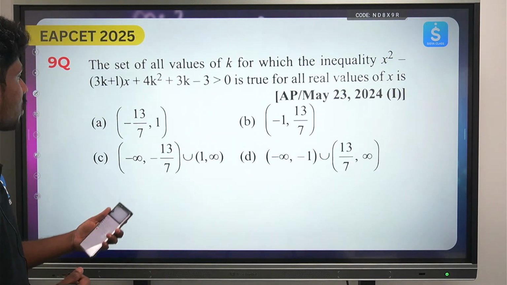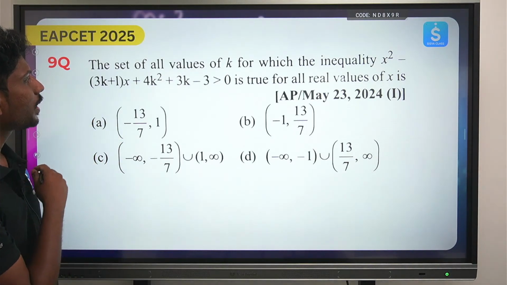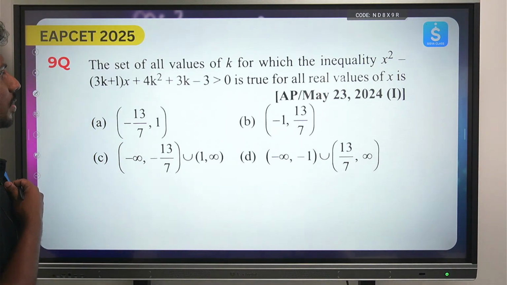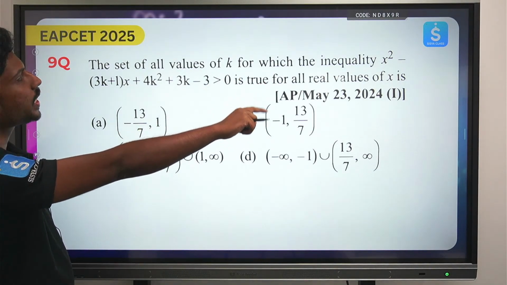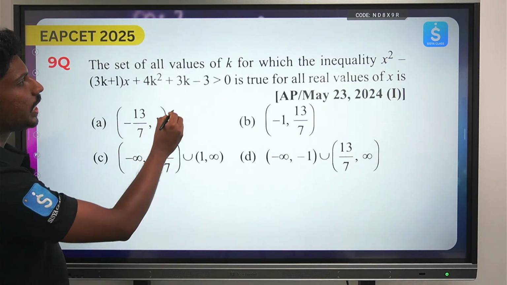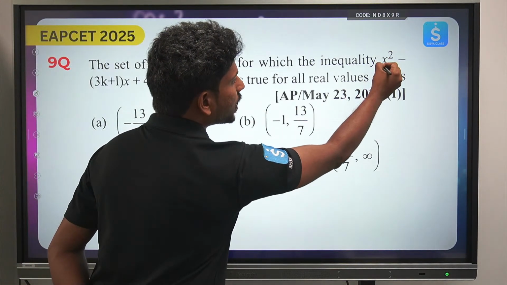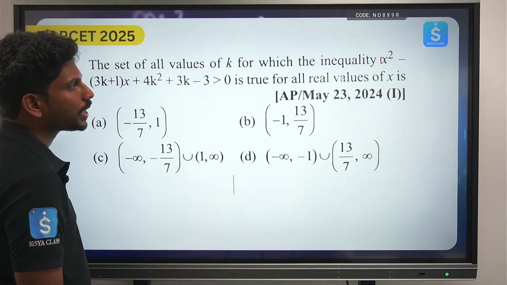The set of values of x for which the inequality x square minus (3k plus 1) into x plus 4k square plus 3k minus 3 is greater than 0 is true for all real values of x. Okay, the same thing again he is asking. Look here, what is the sign of x square here? The sign of x square is 1.